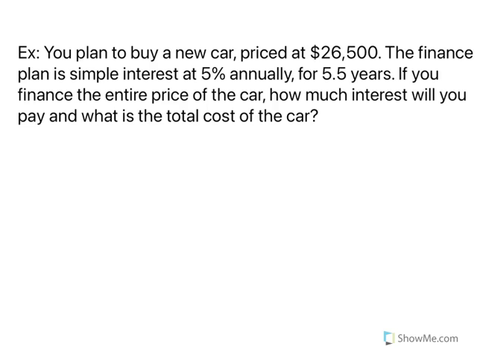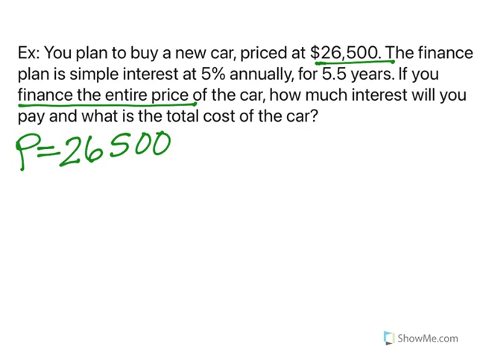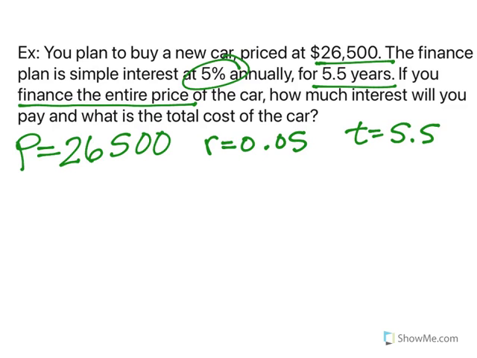Well, let's see, what do we know? So we know the price, which is the principal, $26,500. And we know we're financing the entire thing. So P is $26,500. If you would only finance part of that, whatever part you're financing would be the principal. All right, interest is 5%. So let's change that to a decimal, 0.05. And the time is 5.5 years.